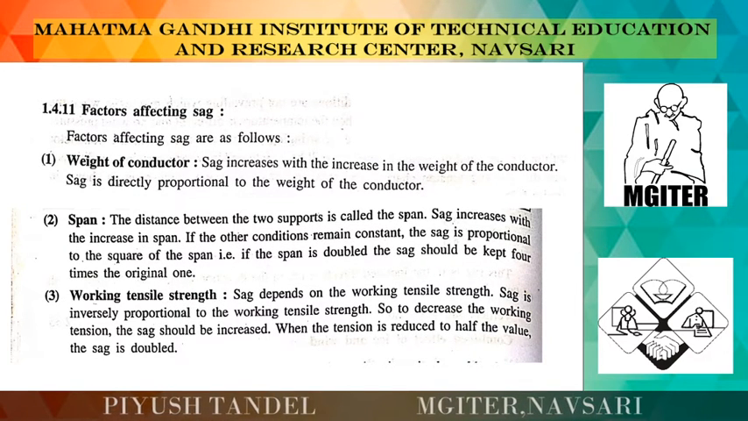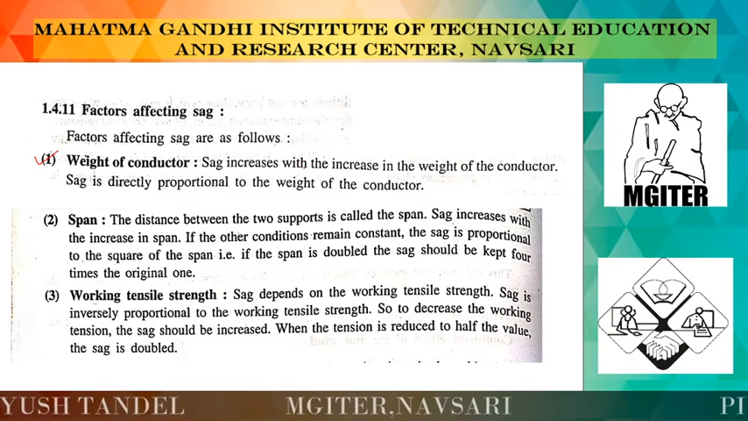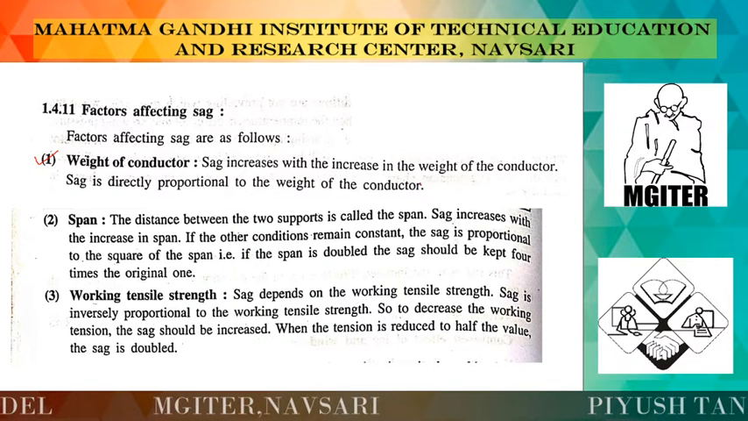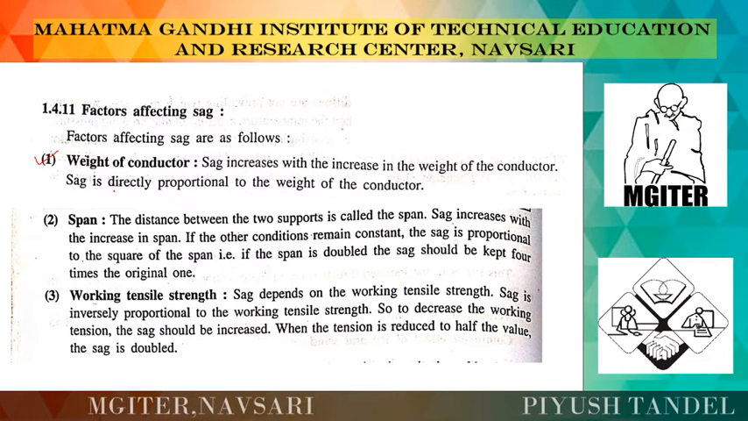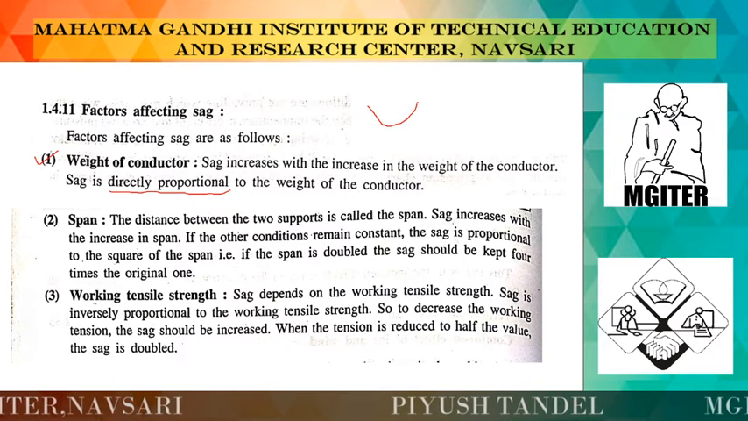Now we are going to see the factors affecting the sag, that are the weight of the conductor. So sag increases with increase in the weight of the conductor, because sag is directly proportional to the weight of the conductor. If the weight is going to be increased, the sag is also going to be increased.